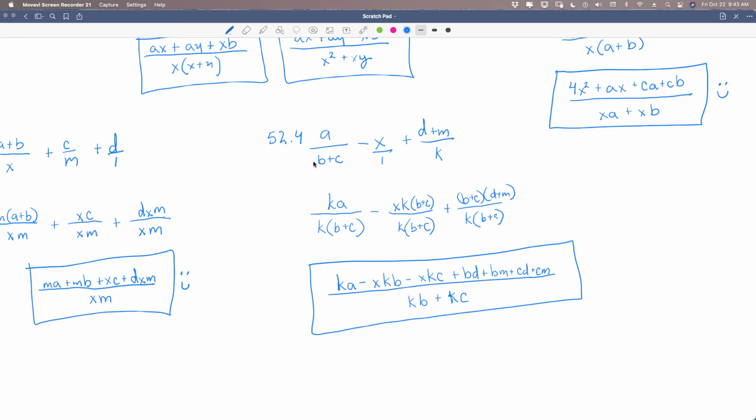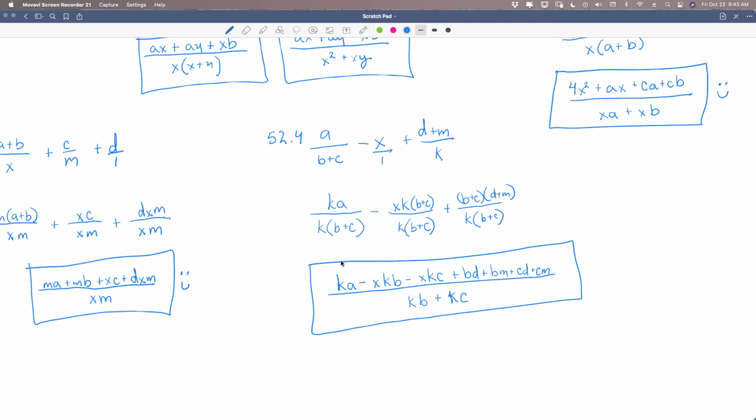This, I multiplied the top and the bottom times k to get the right denominator. I had to multiply the top and the bottom by both k times b plus c, because this was over 1. It was a whole number, x by itself. So I put that over 1, and I multiplied the top and the bottom times k times b plus c. And then I had the third one, which was d plus m over k. I had to multiply the top and the bottom times b plus c in order to get the common denominator.